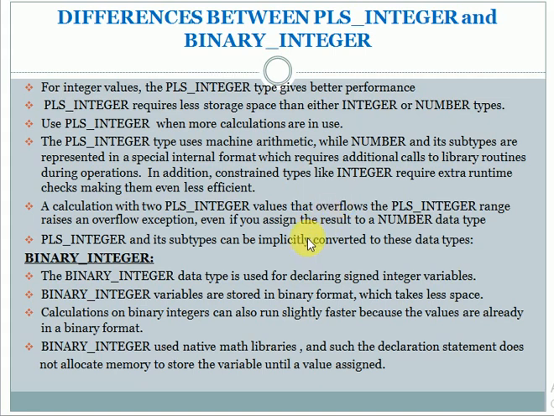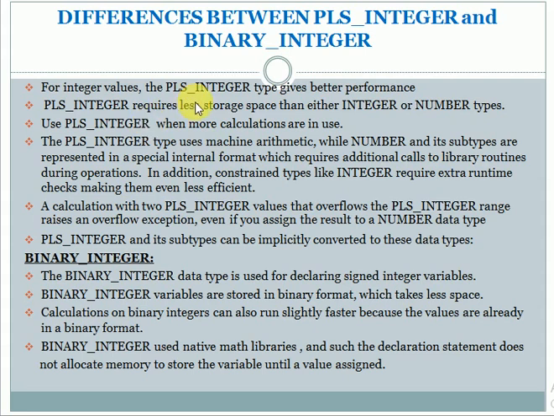PLS_INTEGER and BINARY_INTEGER both are very good compared to NUMBER and INTEGER. They will give a better performance compared to NUMBER and INTEGER. Both are similar; from Oracle 11g onwards, both work similarly and give better performance. But still I'm giving some of the differences here.